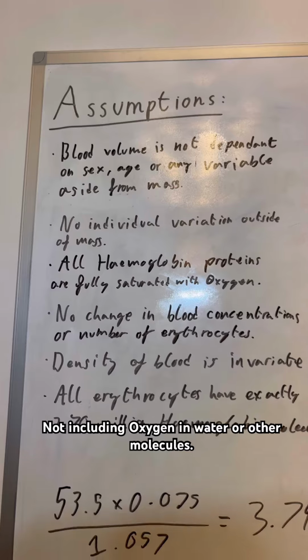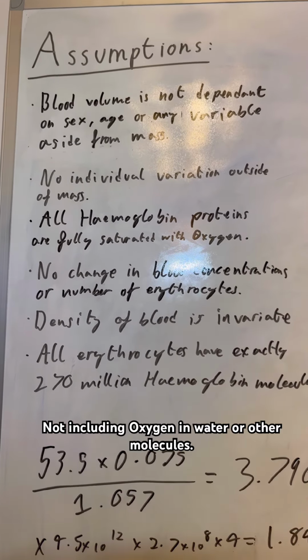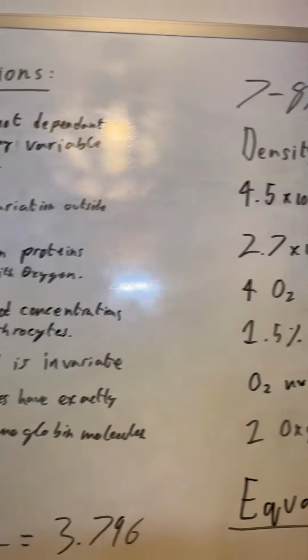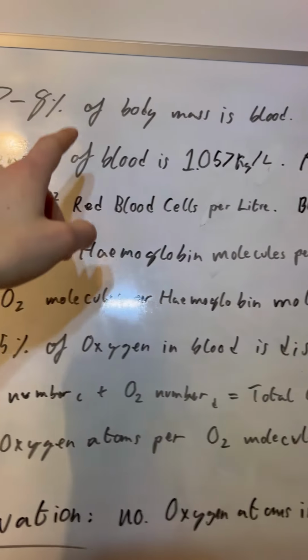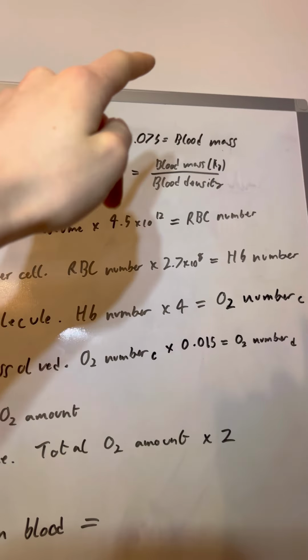Let's find out how much oxygen is in your blood. Now, I have made some assumptions to make this easier on myself. I'm basically just assuming that there's no variation aside from mass. Now, 7 to 8% of our body mass is our blood. So take your total mass times 0.075 to get the mass of your blood.